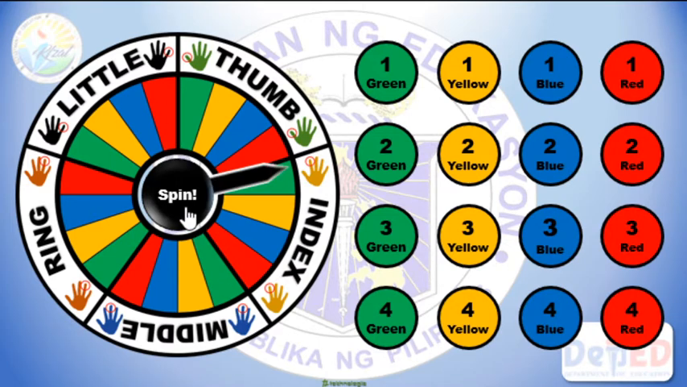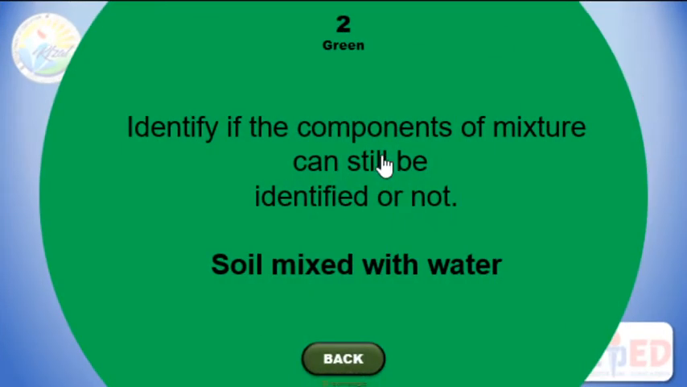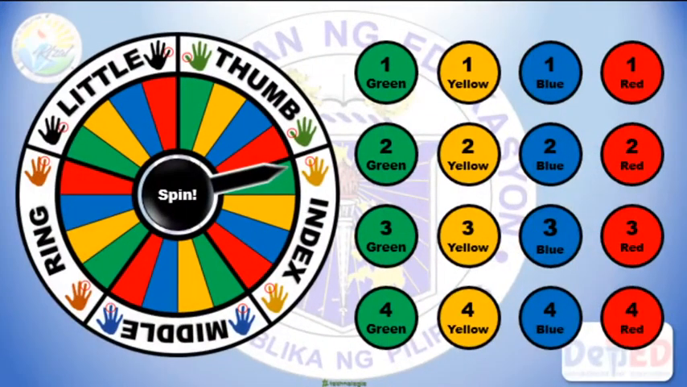So, we have the index finger. So, number 2 and green color. Answer this one. Identify if the components of mixture can still be identified or not. Soil mixed with water. Alright, the answer is we can still identify the components of the mixture, soil and water. Next.